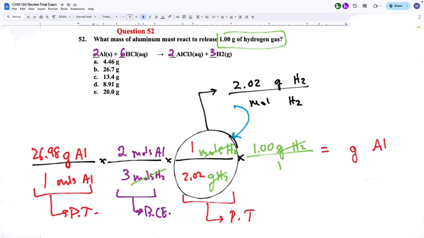Did anybody actually solve it all the way through? Actually, I know a couple people did. Was it 8.91? It's 0.89. You did something wrong with how you entered a number in. It's 8.91.